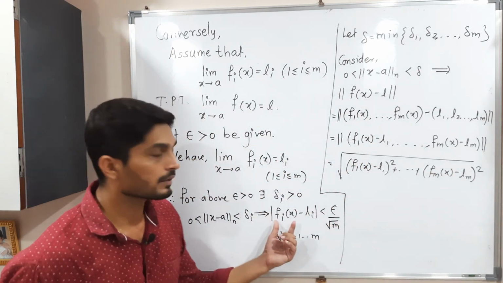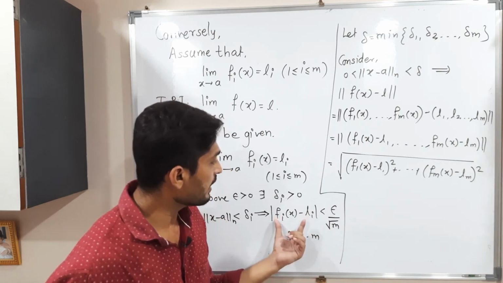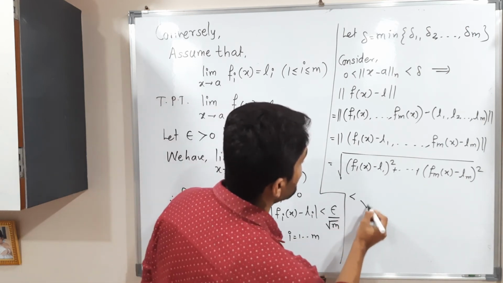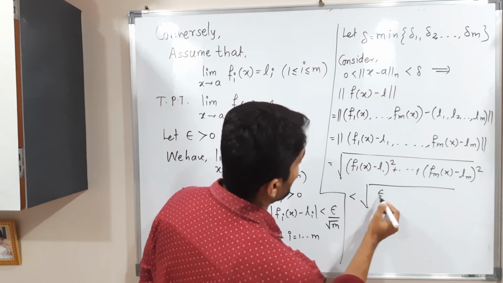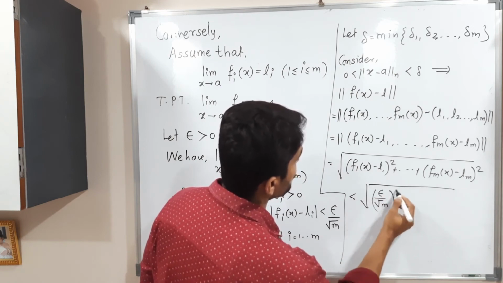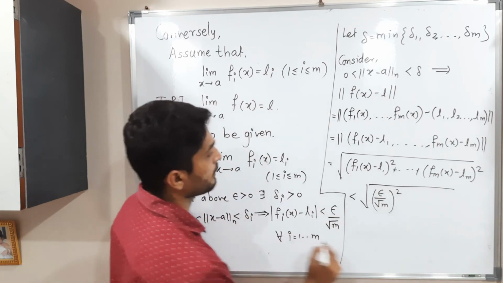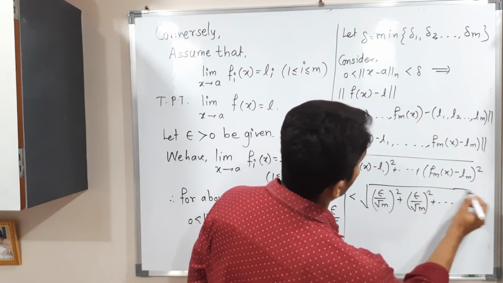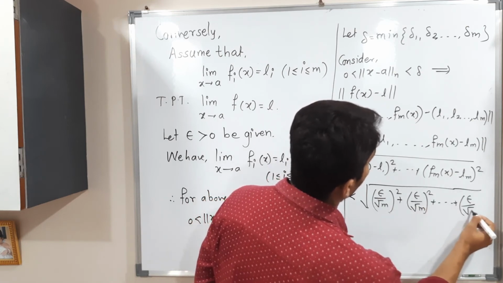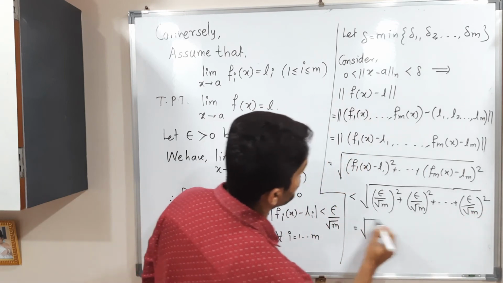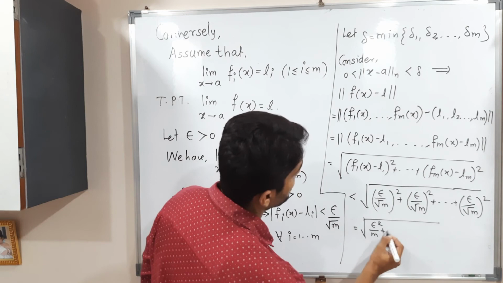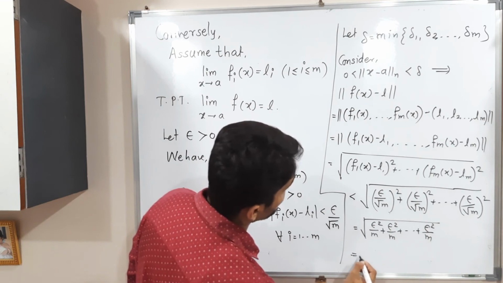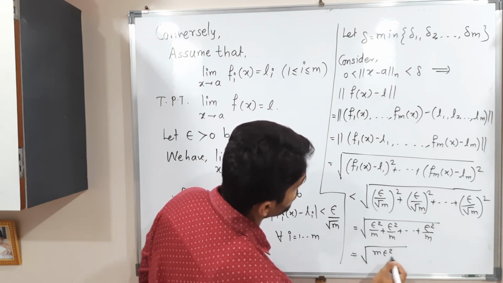But see, already we have written something here: that means |f_i(x) minus L_i| is less than epsilon by root m. So I could write this is less than the square root of (epsilon by root m) squared. This bracket is less than epsilon by root m, plus the second also epsilon by root m squared, and the last one is also epsilon by root m squared, which is equal to epsilon squared by m plus epsilon squared by m plus and so on. The last one is also epsilon squared by m. So total terms we have, that is m times epsilon squared by m.